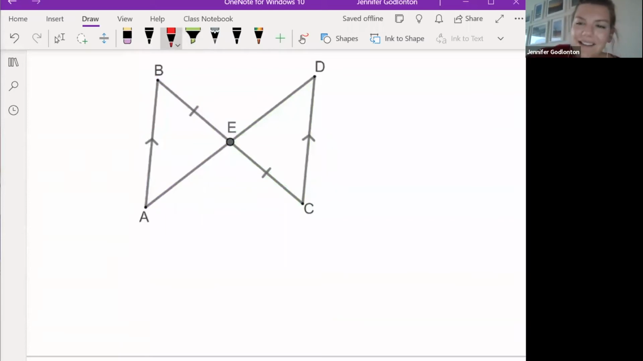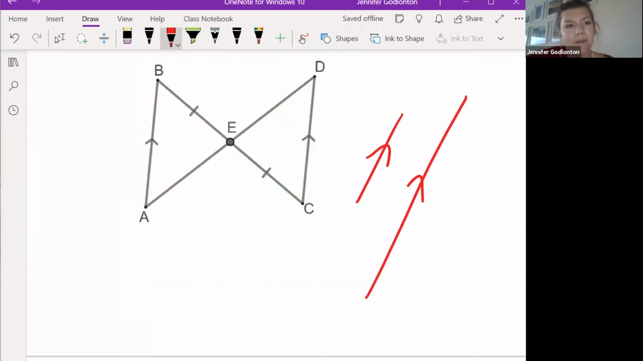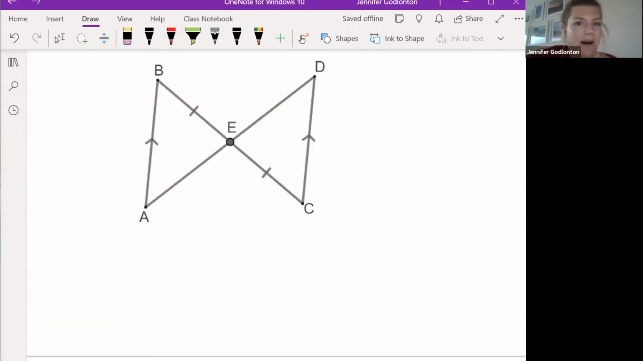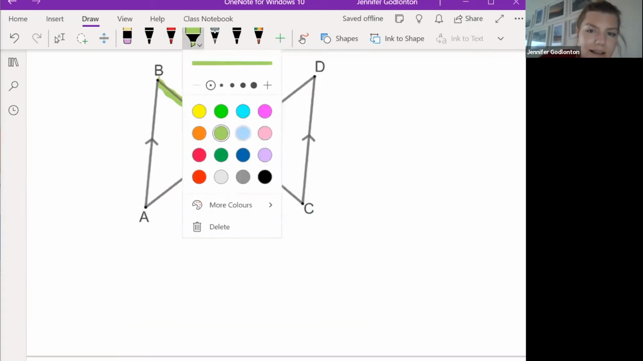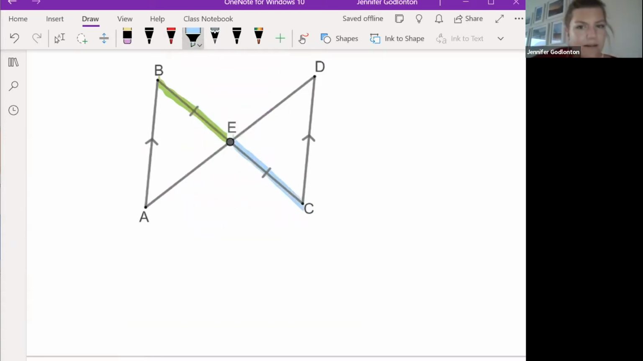Okay, look at this. This line here is parallel to that line there. Are those 2 lines equal? No. Things don't have to be equal to be parallel. But they have DE and EC? Exactly. So this line here is the same as this line here.